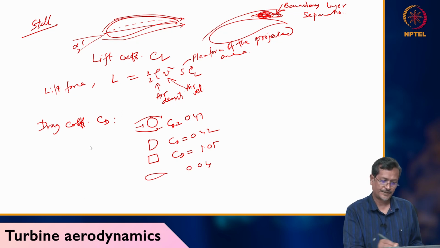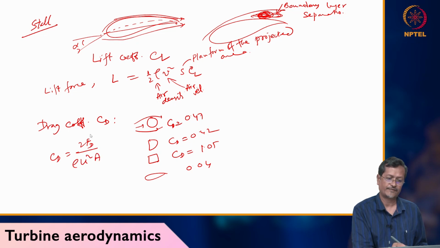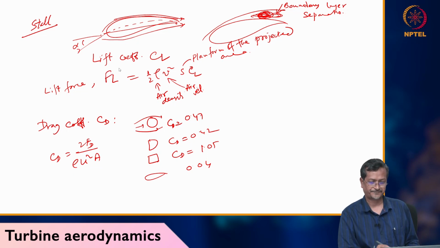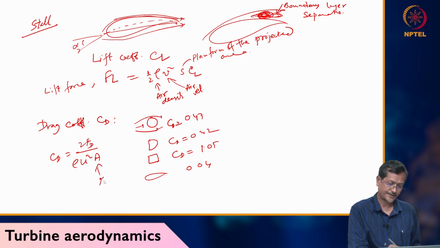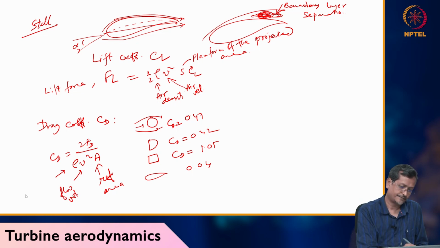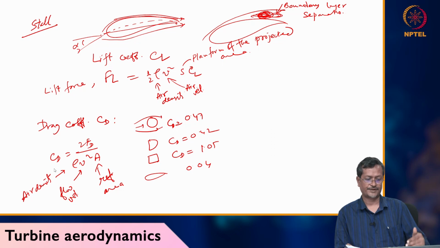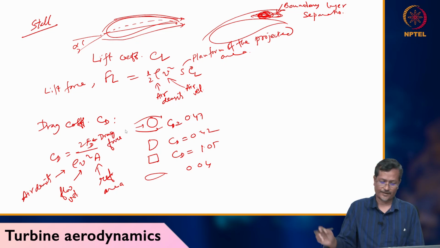Okay, so the drag coefficient CD relates to the drag force FD, half rho U square A. Here FD is the drag force, and for lift it is the lift force, so FL I should write. A is the reference area, U is the flow speed, you can write V, flow velocity, and rho is the air density. Okay, so this is the formula for CD, lift force and drag force. FD is the drag force.